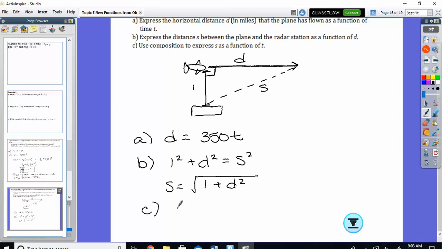Part C. Use composition to find s as a function of t. So I want s in terms of t. So I don't want this d. What can I replace my d with? 350t.